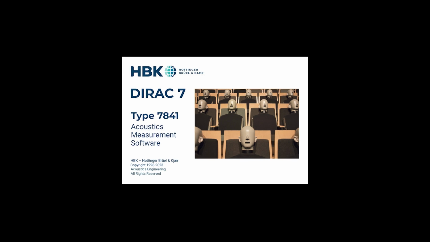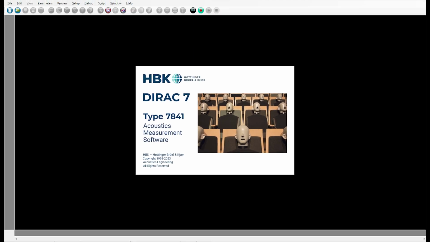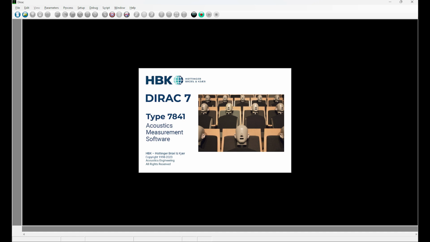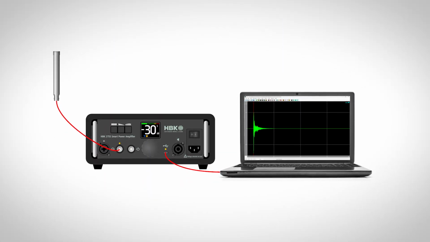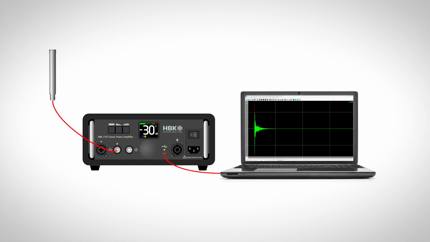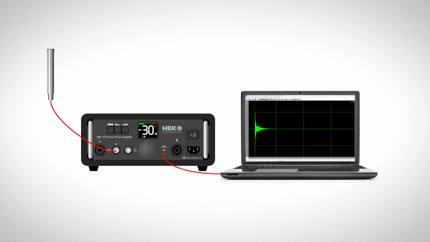This video will demonstrate how to measure and analyze an acoustic signal in Dirac. The hardware consists of a microphone connected to a 2755 power amplifier that now serves as a USB audio interface to the PC. Note that when an audio interface is connected, Windows will adopt it as the default audio device.